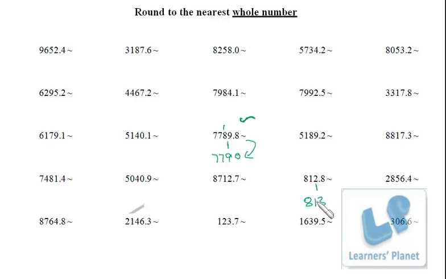So it is 813. Here the number after decimal is equal to 5, so I add 1. So 9 and 1 is 10, 1 will be carried, 3 and 1 is 4, and 1 is... So 1640. Now you just pause the session and do the remaining ones. 3 I have done, the remaining 22 you do on your own. Just copy each and every number in your notebook and try the sums one by one. Then play the session once again to see the answers.